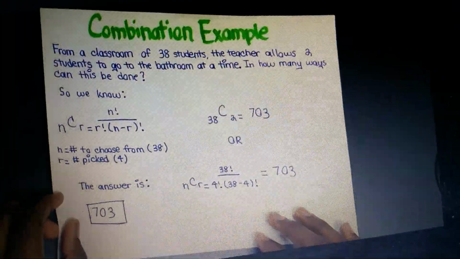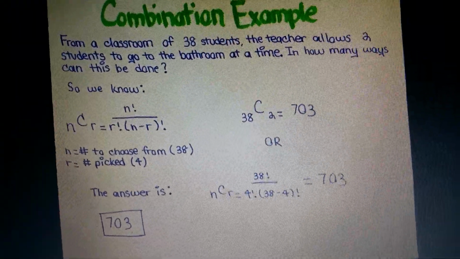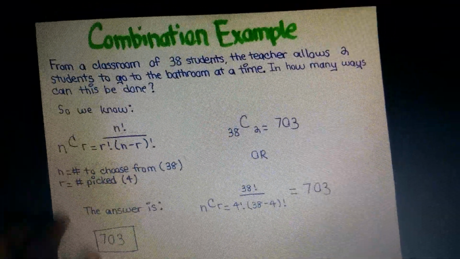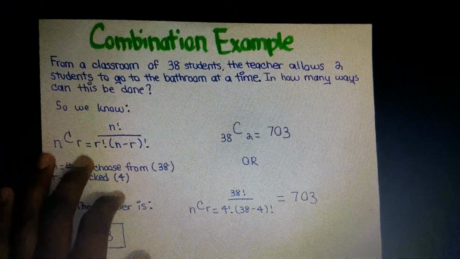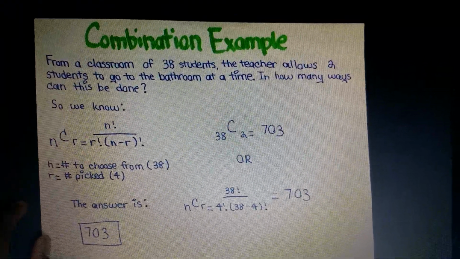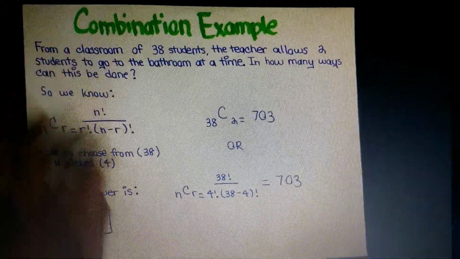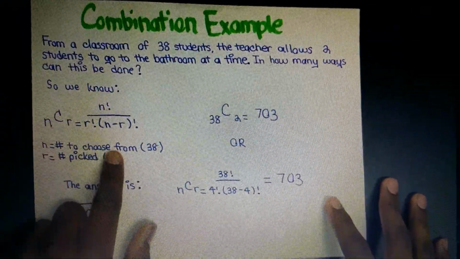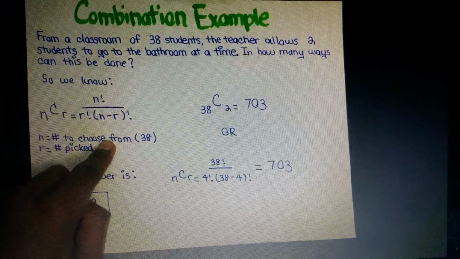Another combination example: from a classroom of 38 students, the teacher allows 2 students to go to the bathroom at a time. How many ways can this be done? So we know the formula is nCr equals n factorial over r factorial times (n minus r) factorial. So n, or the number to choose from, is 38, since you have a classroom of 38 students. The number that you actually pick is 2. So you would do 38 C 2, which will give you 703. And that is our project.